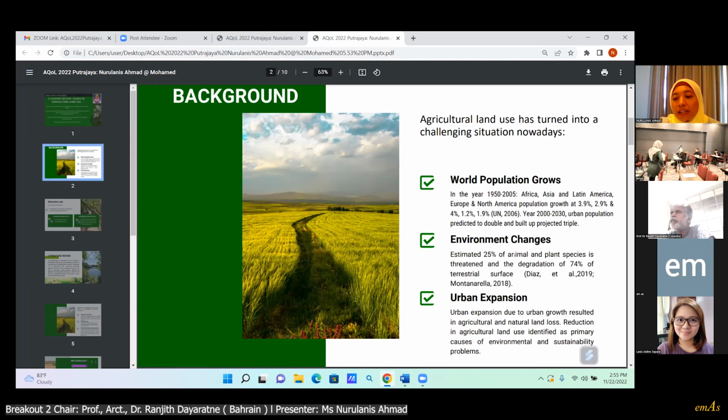According to Dyers et al. 2019 and Montanarella 2018, it was stated that 25% of animal and plant species are threatened, with degradation of 74% of the terrestrial surface. Besides that, most cities will experience urban expansion, and this would result in agricultural land and natural land loss as well. Reduction in agricultural land use is also identified as a primary cause of environmental and sustainability problems.